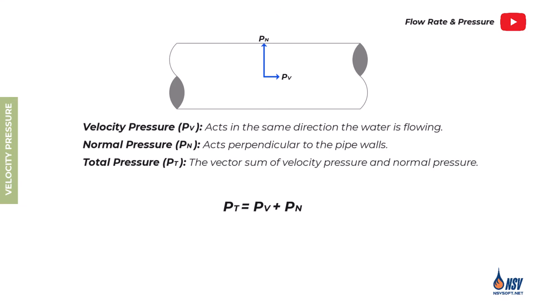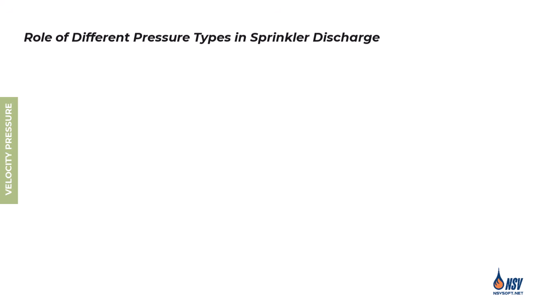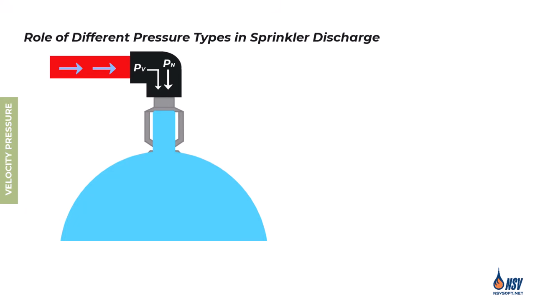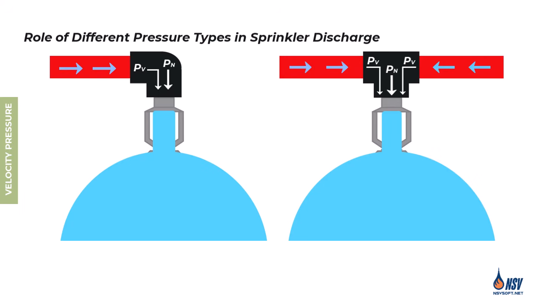In the flow rate and pressure video, we reviewed the different types of pressure acting on water as it moves through a pipe, and we explained that the total pressure is the sum of the normal pressure and the velocity pressure. Regarding the flow discharged from a sprinkler, the important point is this. For a sprinkler located at the end of a line, or anywhere water approaches it from both directions, the total pressure is what determines the discharge, because both the normal pressure and the velocity pressure contribute.